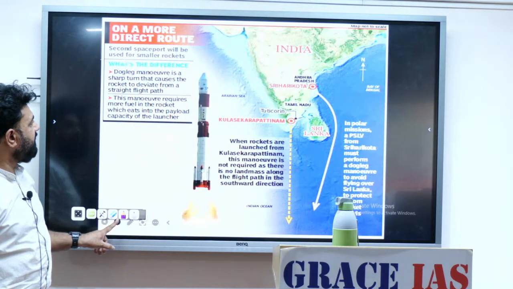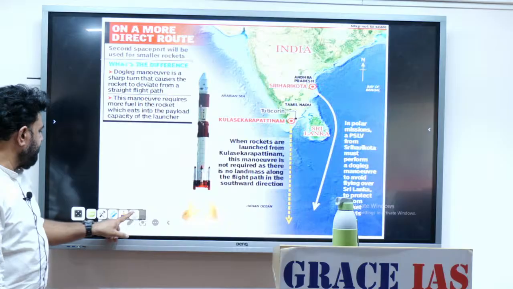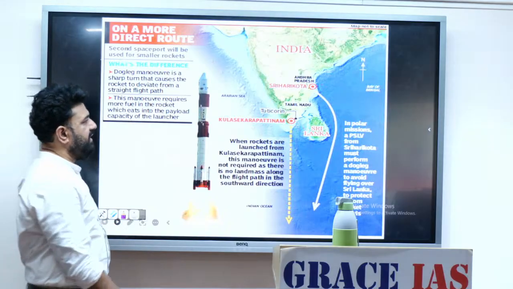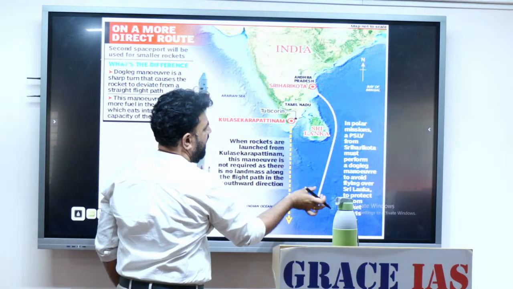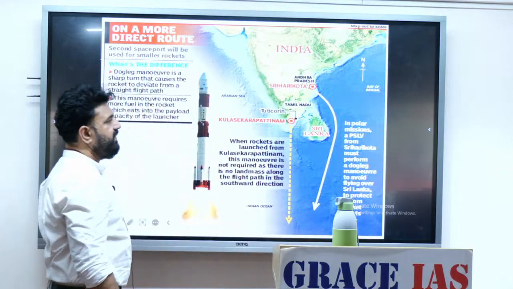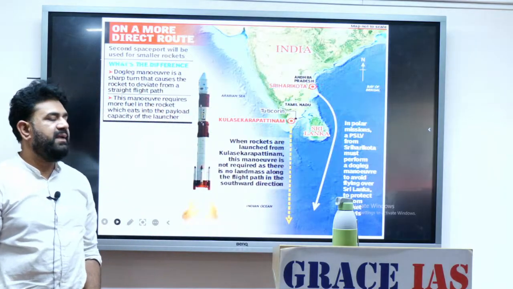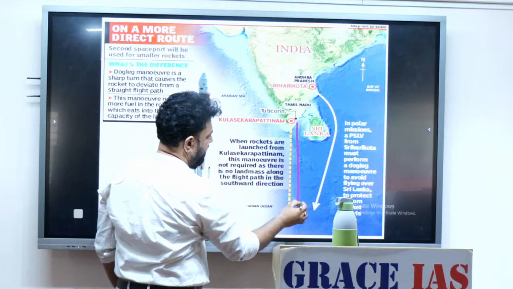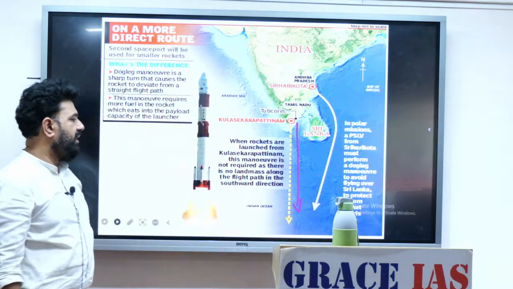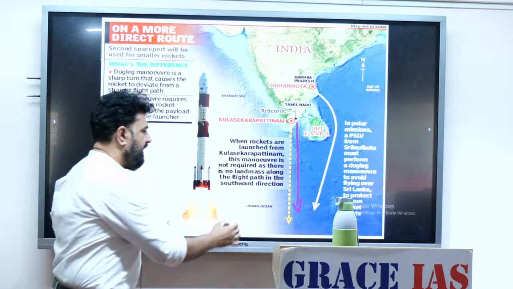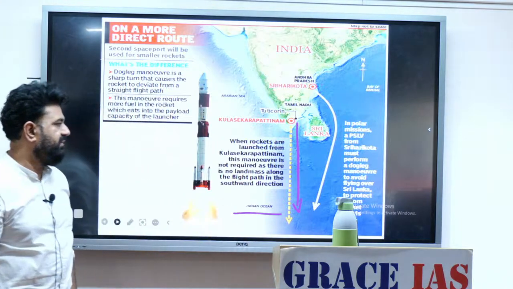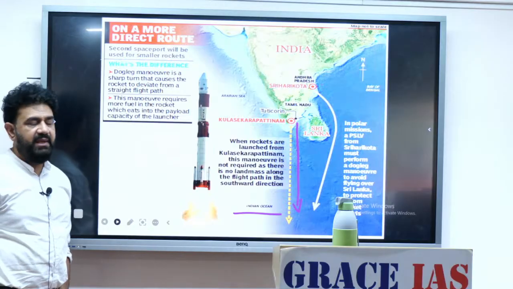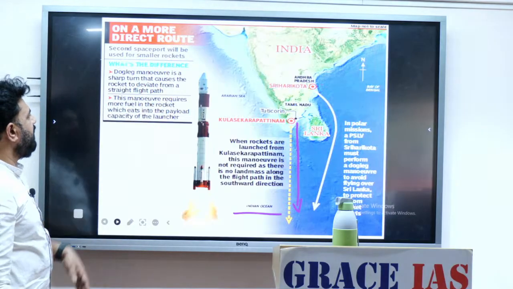This is the Axiom 4 mission, and this is Kulasekarapattinam's significance. What is the significance? To avoid the dogleg maneuver, to avoid any crashes and to avoid moving over Sri Lankan airspace, we are using Kulasekarapattinam, which follows a straight line into outer space launches. Even if any accident happens, it will fall directly into the Indian Ocean, where we can go and collect the debris. So, to avoid the dogleg maneuver.